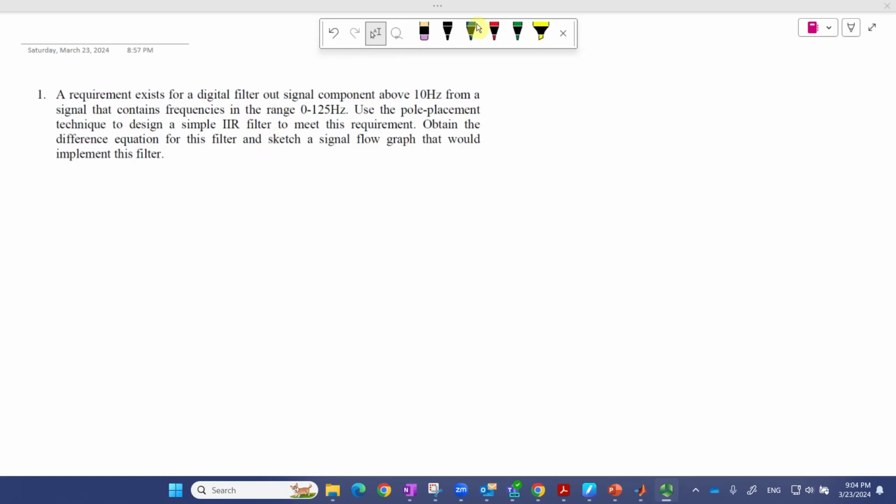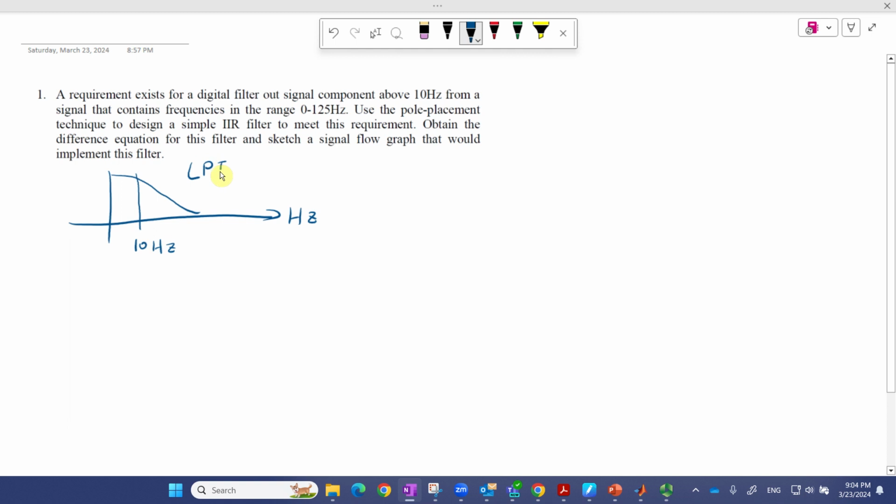Okay, so for this question, we need to design a low-pass filter. What we really want is a low-pass filter with a cutoff frequency at 10 Hertz. Okay, low-pass filter, so that's the one we want. So we are going to look at a second order filter. It means there are 2 poles and 2 zeros.